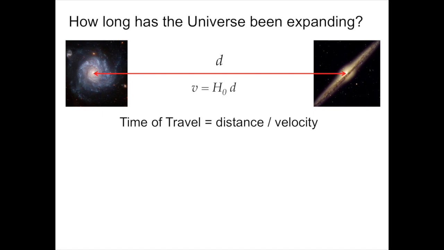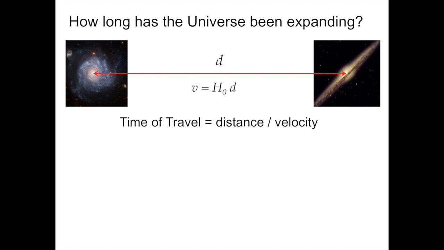That tells me how many hours it's going to take me to drive from Columbus to Toledo. So too, we can apply a similar calculation to the expansion of the universe. If today these two galaxies are a distance d apart, and they're moving at a speed v, given by the Hubble law, H0 times d, how long have they been traveling to get that far apart? How far back in the past do I have to go when they are on top of each other?